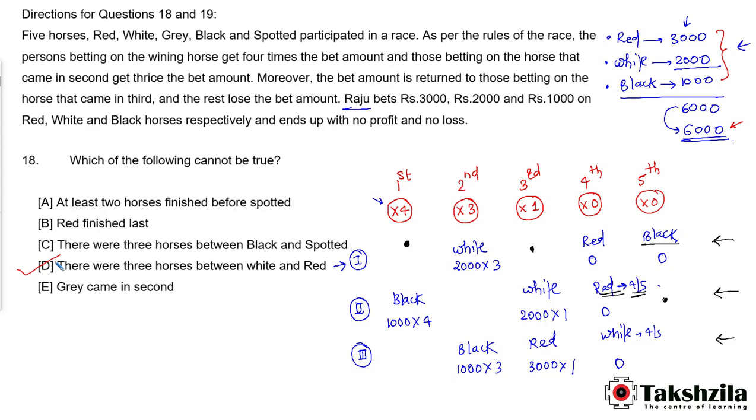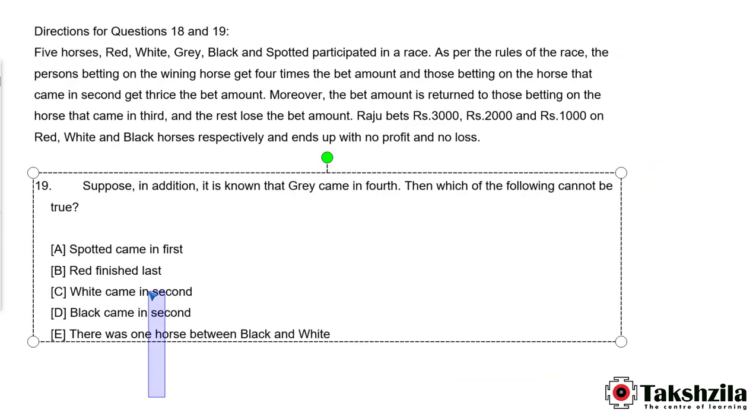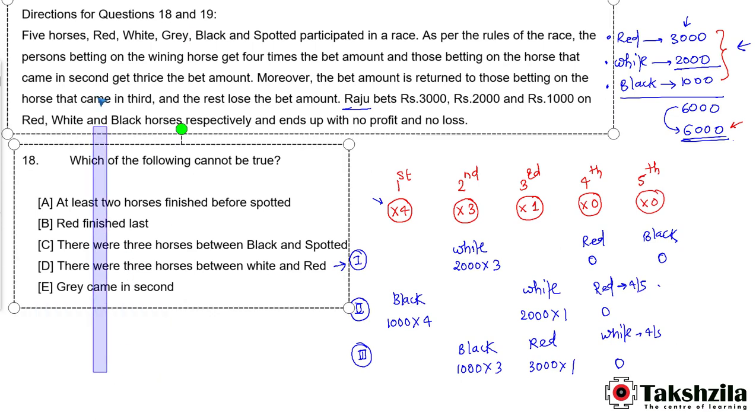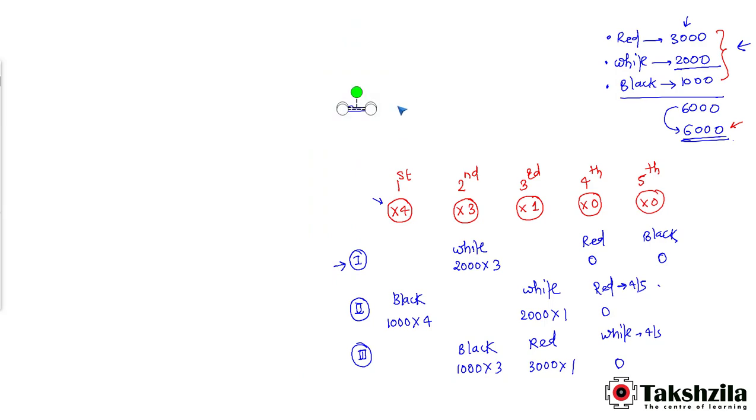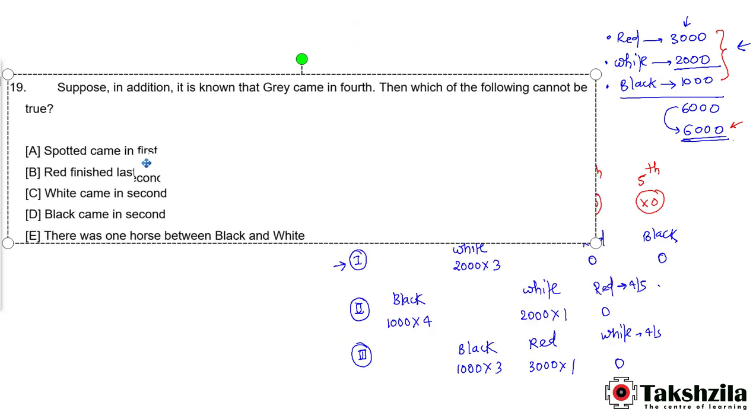Let's check statement E as well. Gray came in second. It is possible over here in the second case. So this is how we can solve question number 18. Now let's try question number 19 with the help of the same calculation. So let me copy question number 19 over here. What I will do is delete this data here. This is question number 19.